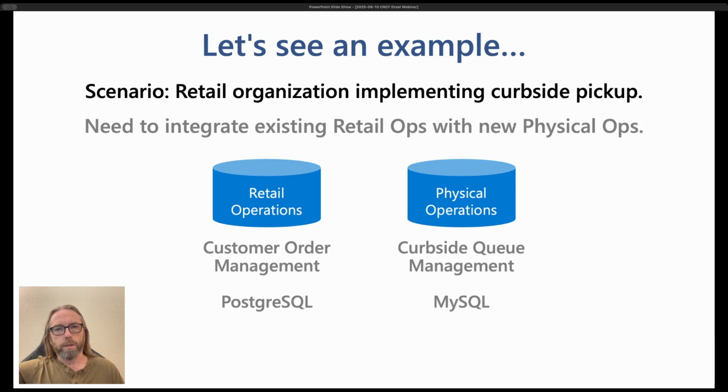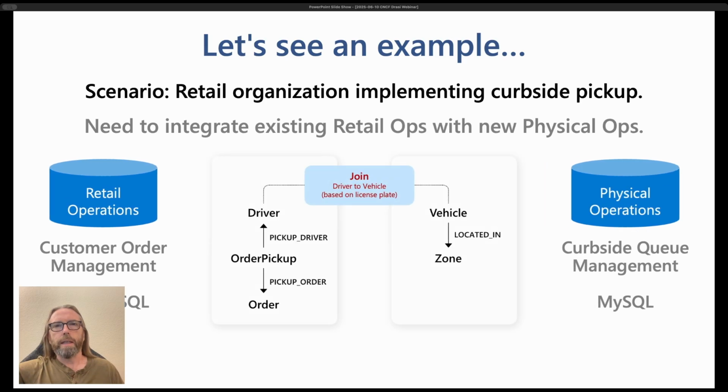To introduce this new curbside pickup capability, they've got this new physical operations system. And this could be camera-based, so it could do detection of license plates as cars drive into certain parts of the car park. Or it could just be text-based, so the customer is texting the system and telling the system that they've arrived. We will imagine this system uses MySQL.